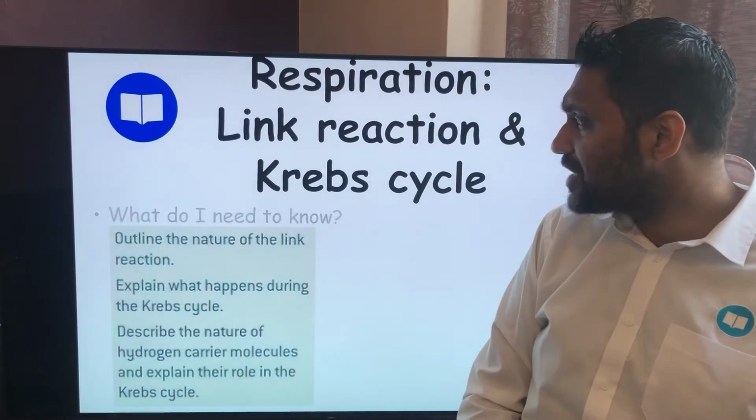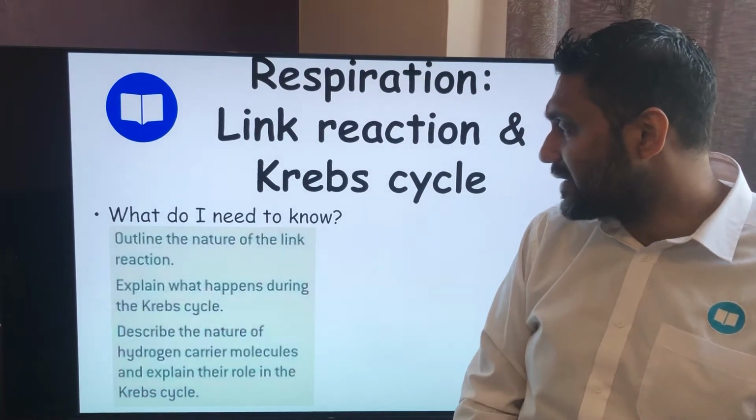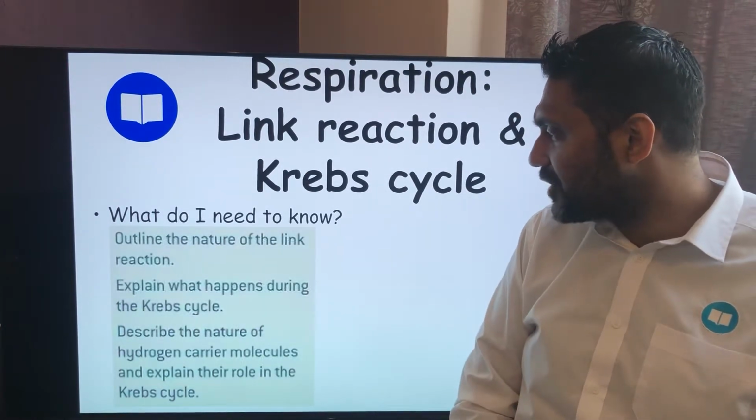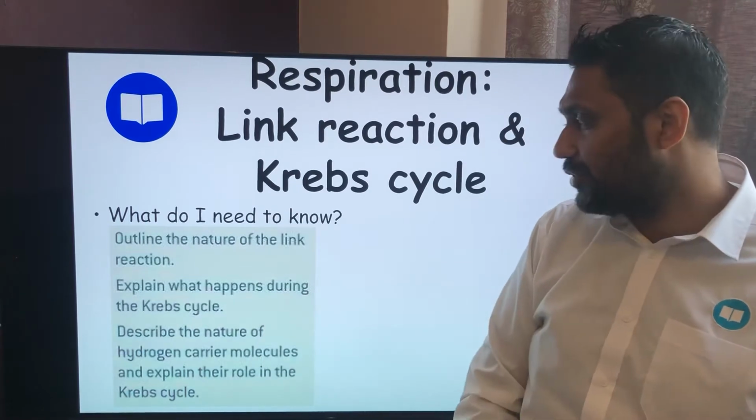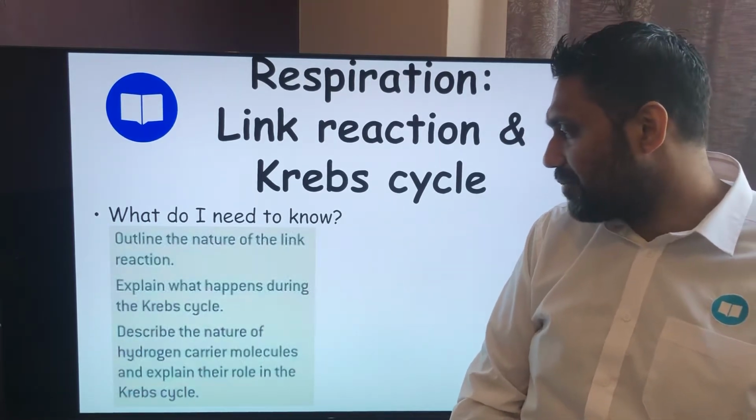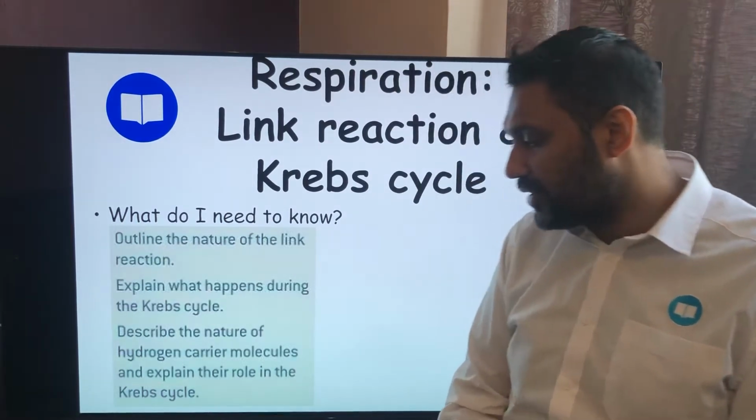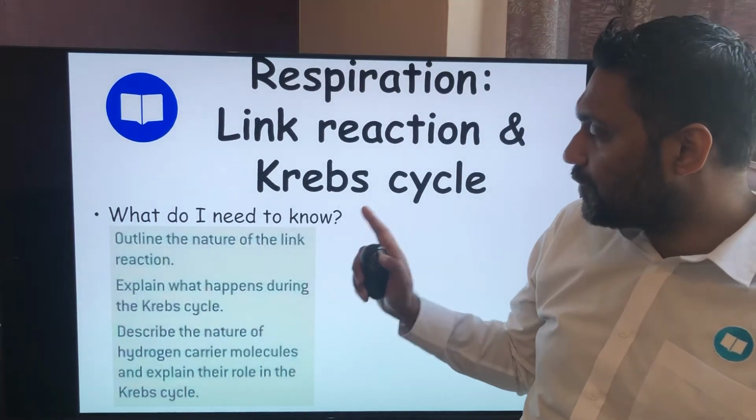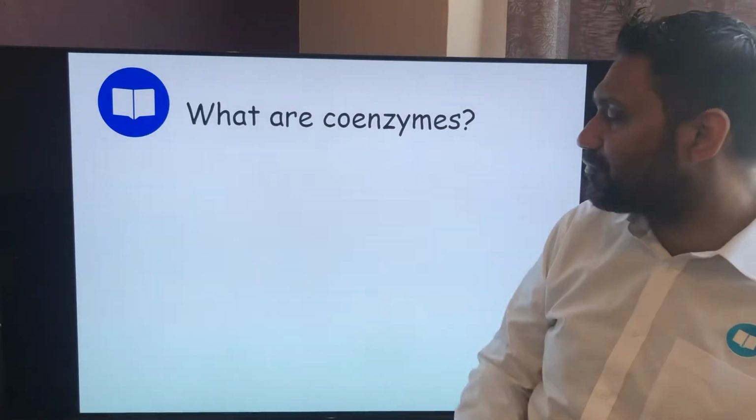What do I need to know today? Today we're looking at what happens during the link reaction. We need to explain what happens through the Krebs cycle, describe the nature of hydrogen carrier molecules and explain the role of the Krebs cycle. So before we can get onto that, we need to know what this phrase means.